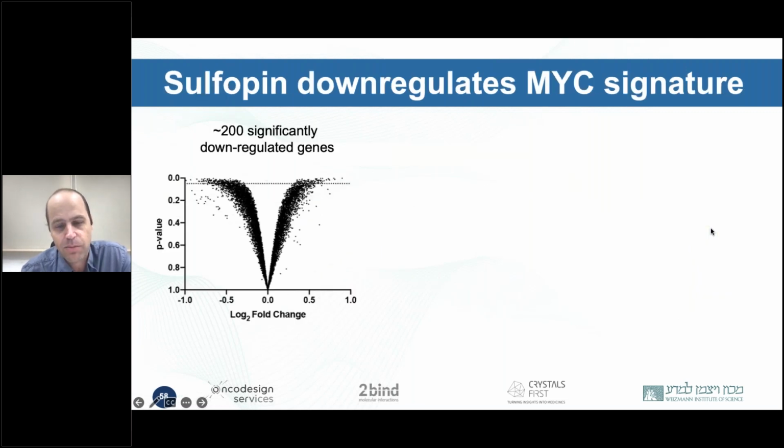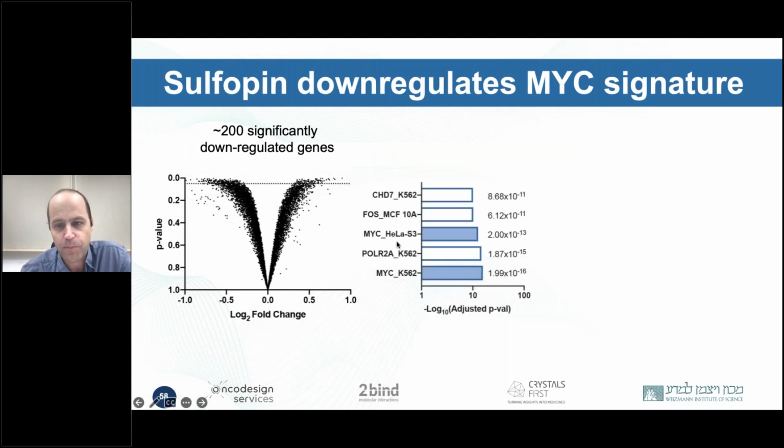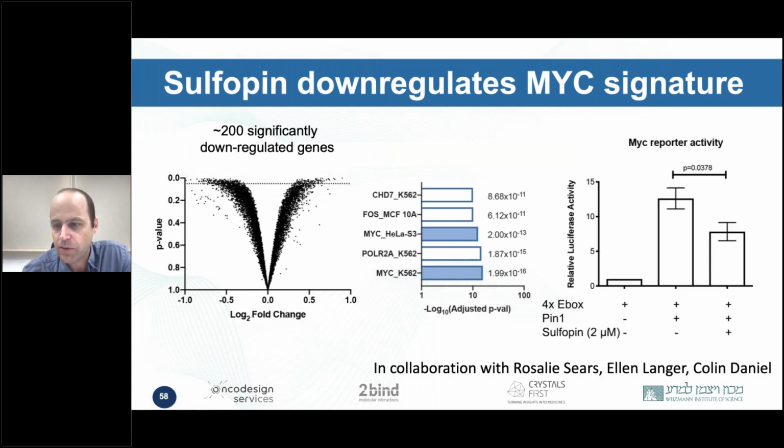To understand the mechanism more deeply, we did RNA sequencing, which identified about 200 significantly downregulated genes upon treatment. Enrichment analysis showed that MYC signature is being downregulated, which makes sense because it was previously known that PIN1 regulates MYC transcription. To show that directly, we used a reporter cell line where we have luciferase under MYC control. You can see here that co-transfecting the cells with PIN1 shows a 13-fold increase in the reporter luminescence, whereas after incubation with sulfopin, we can rescue about half of that transcriptional effect.